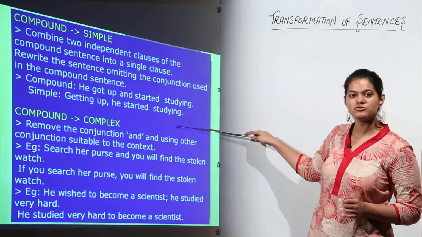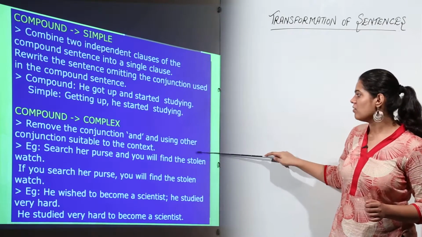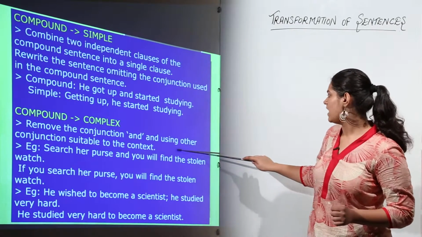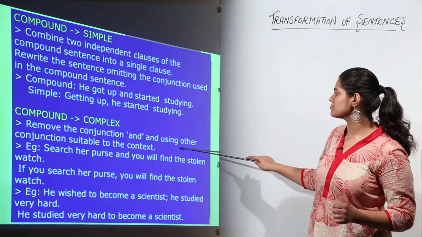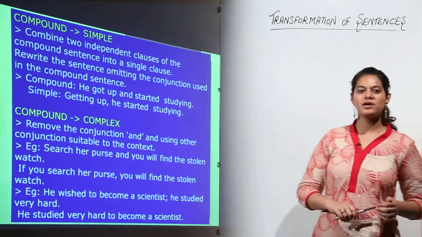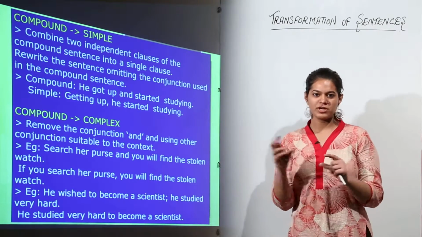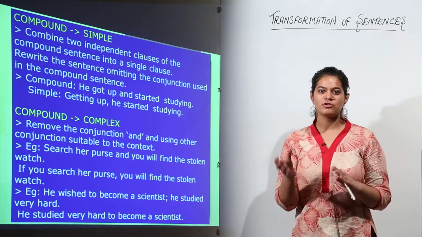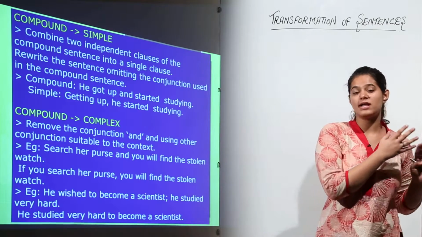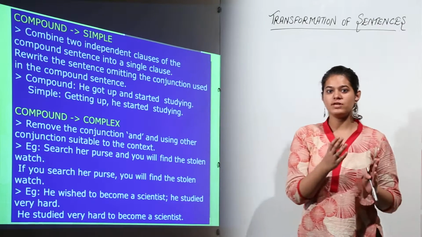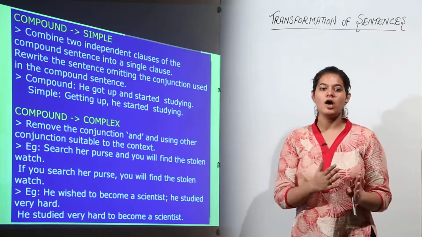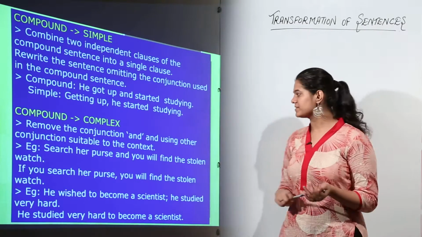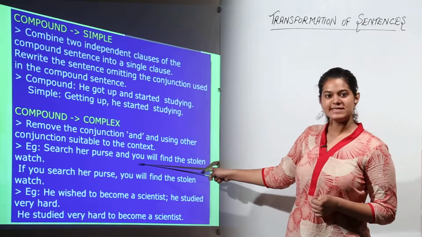Next we have compound to complex sentence. In this, let us read, remove the conjunction and use other conjunctions suitable to the context. What you do here is you remove the simple conjunction and the normal connector words, and rather you replace it with some other word or phrase or conjunction in which we can show the dependency of the other clause on the first clause, right. Let us see the example.